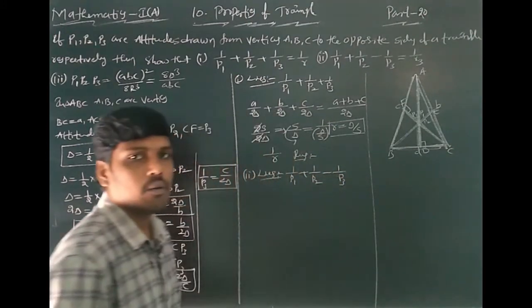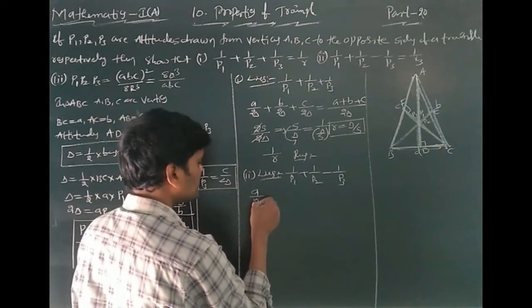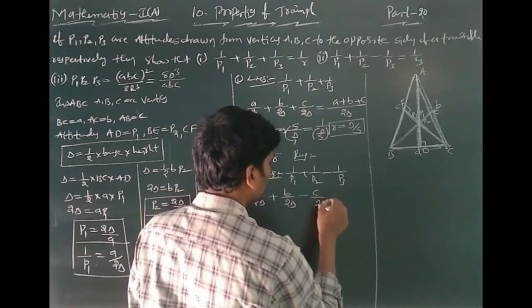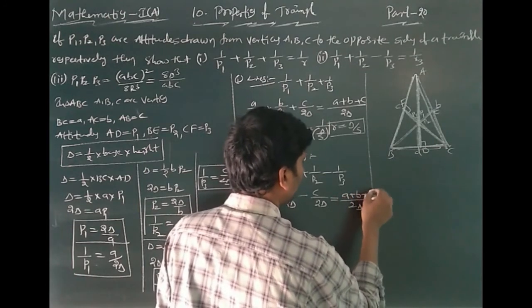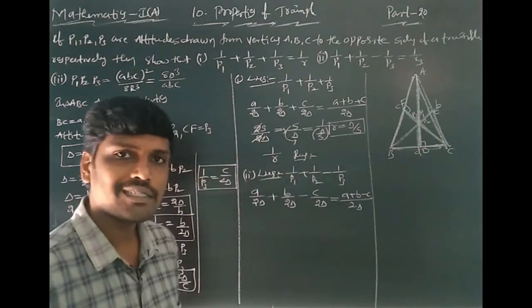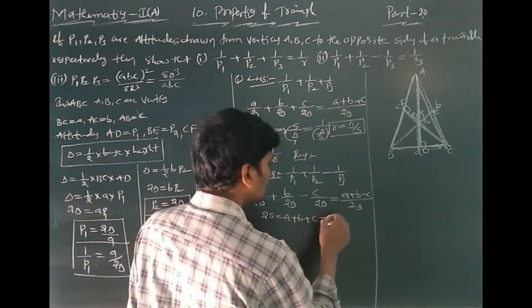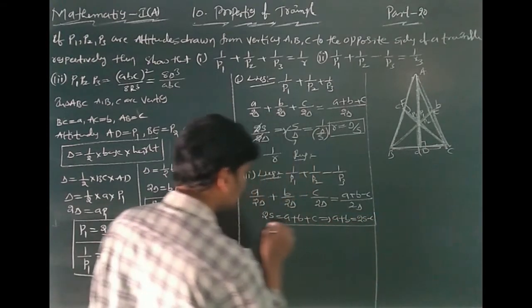In this LHS part, you can write 1 by P1 value is A by 2 delta plus B by 2 delta minus C by 2 delta. You have to take 2 delta as LCM: A plus B minus C, whole by 2 delta. You know that 2s value is A plus B plus C. Then A plus B equal to what, students? 2s minus C. Understood or not?